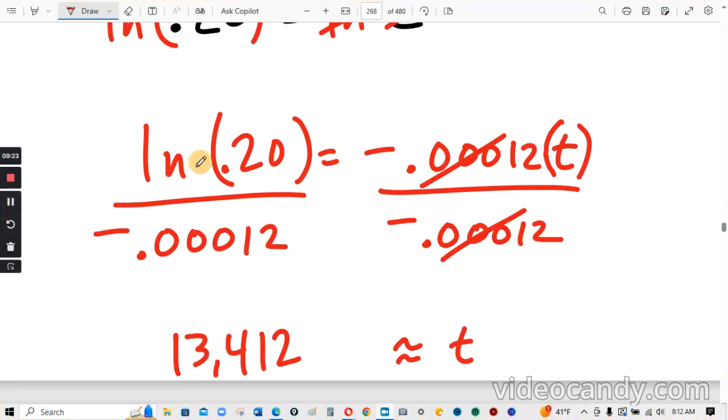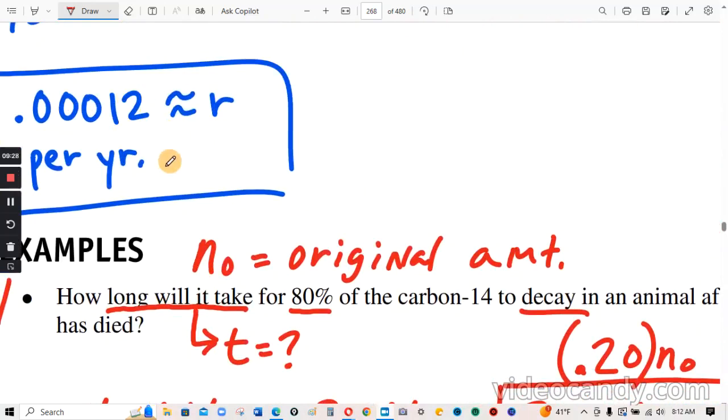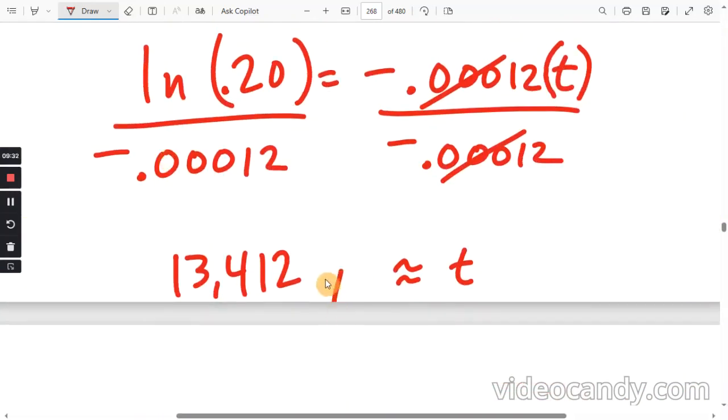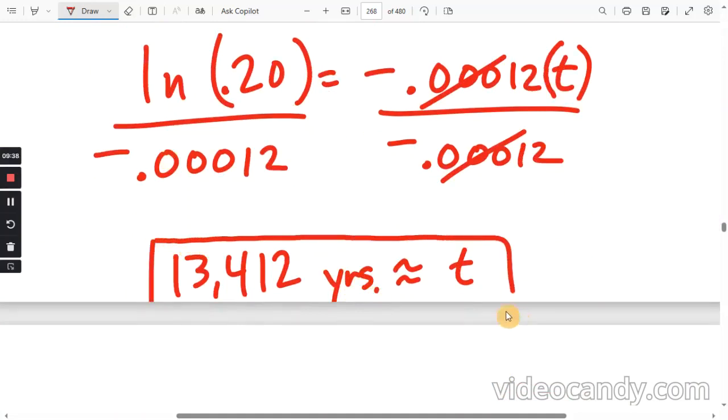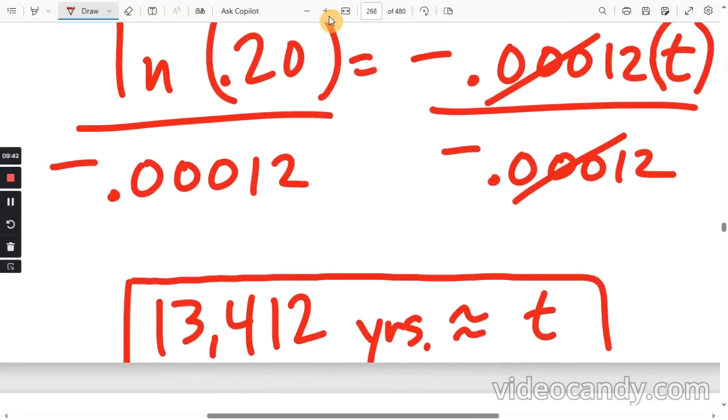And since r was the rate per year, the units on t are going to be in years. So 13,412 years is your value for t.